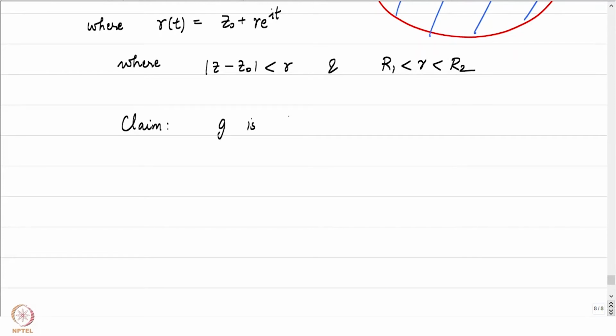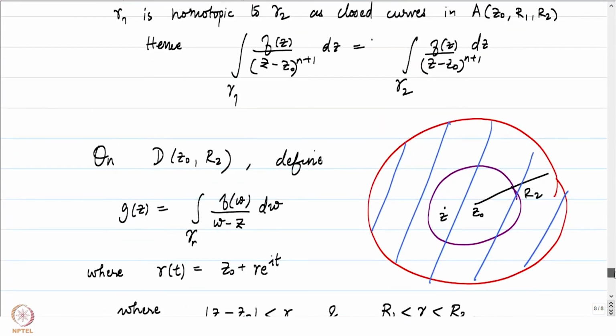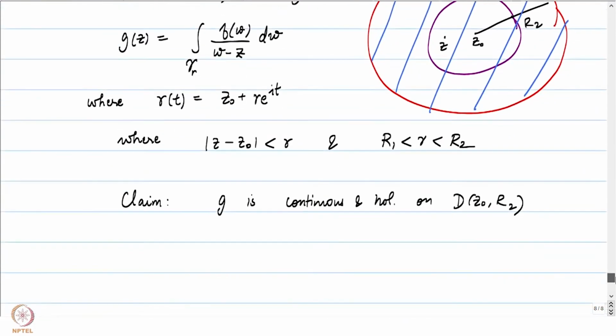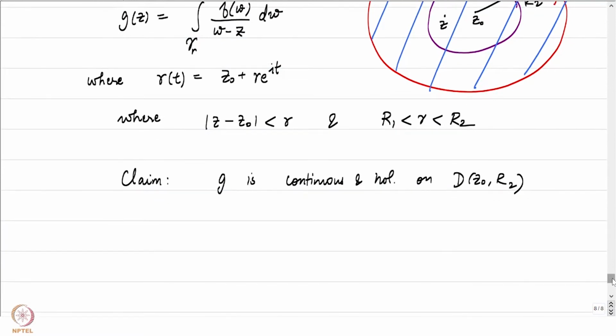Then the first claim is to check that g is a holomorphic function. It is in fact continuous and holomorphic on D(z0, R2). Did I put R2 above? Yes, R2. It is the bigger disk that we are looking at.